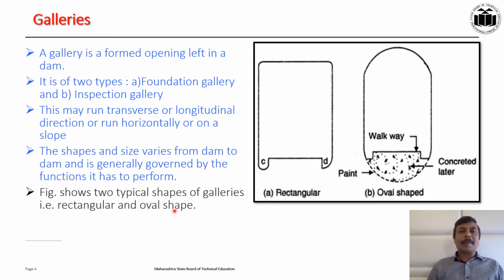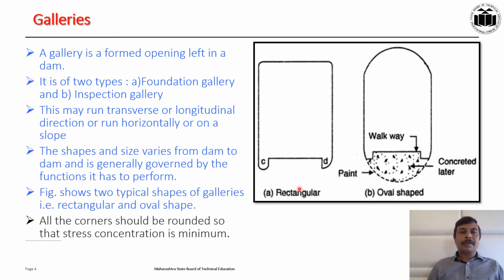In this figure, we are finding the two typical shapes of the galleries, that is rectangular and oval. So this one is the rectangular gallery and this one is the oval shape gallery. All the corners should be rounded so that stress concentration is minimum. See here, all the corners are rounded.